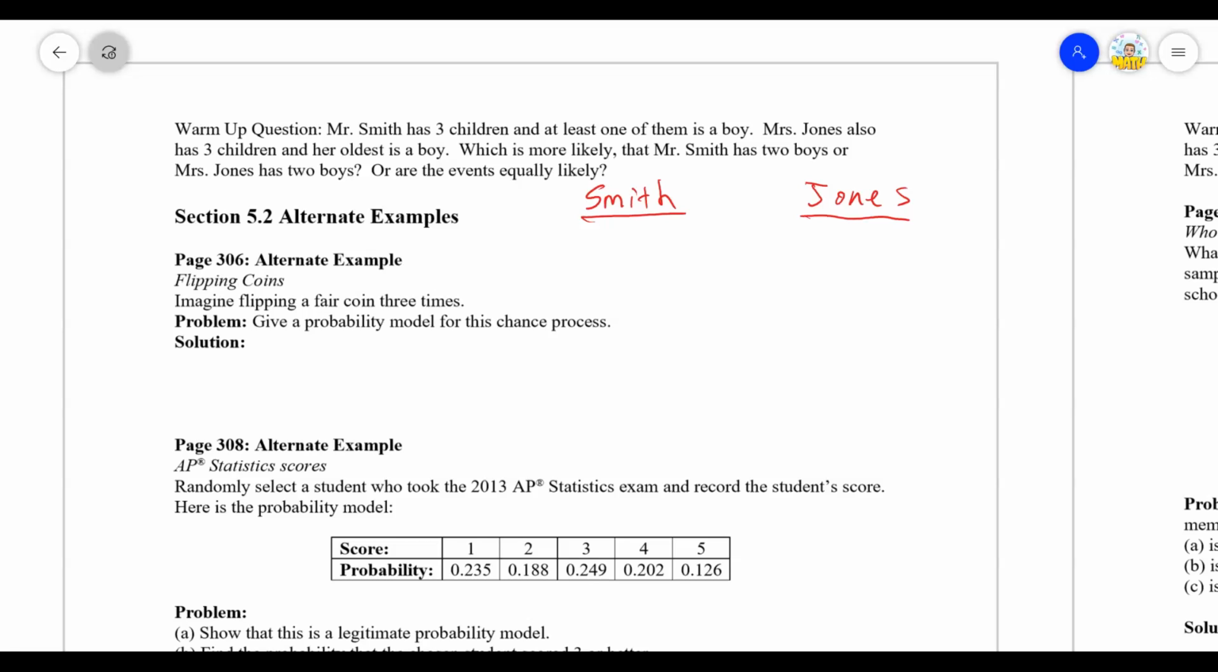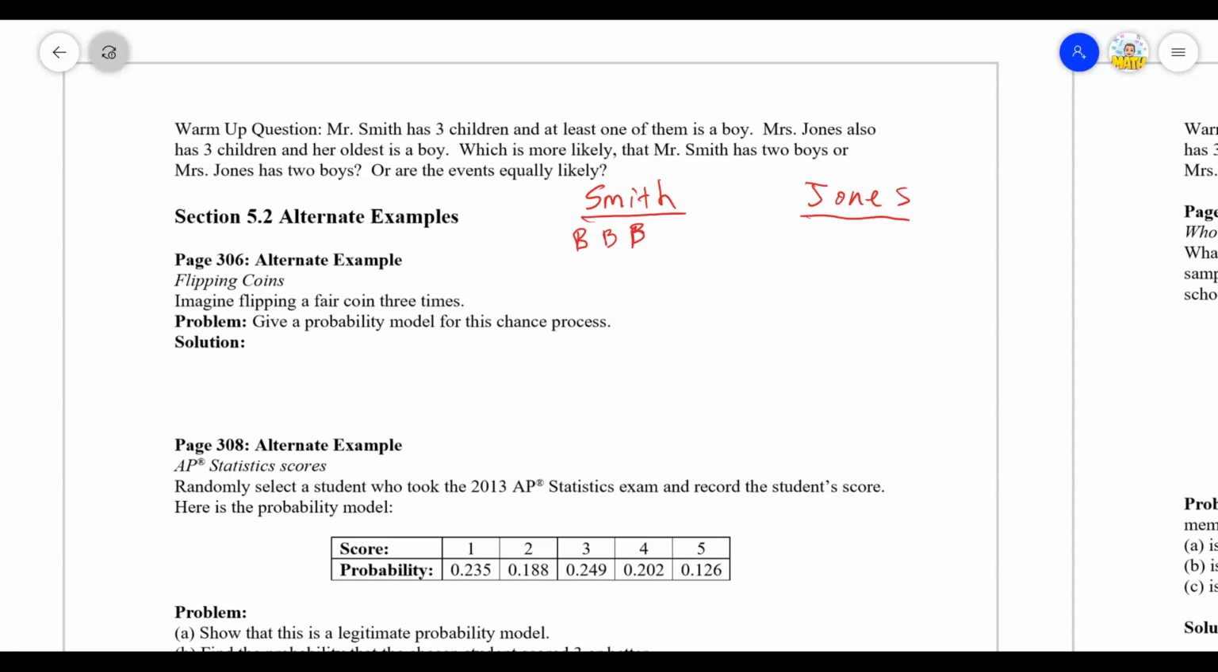A lot of times I'll hear people say, well, they're equally likely. So let's give it a test and see if they're equally likely, or if one is more likely than the other. So let's think about Mr. Smith. He has 3 children. At least one of them is a boy. So we know that Mr. Smith possibly could have 3 boys.